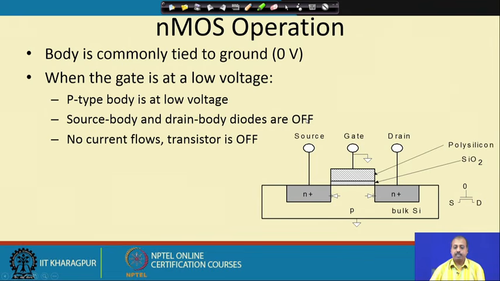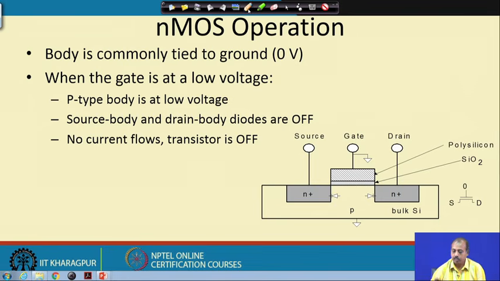A basic nMOS transistor operates like this. We have this bulk silicon, which you can say is a wafer of silicon, and this is p type silicon, doped with boron. This rectangular region that we have drawn, you can take it as a p type semiconductor.